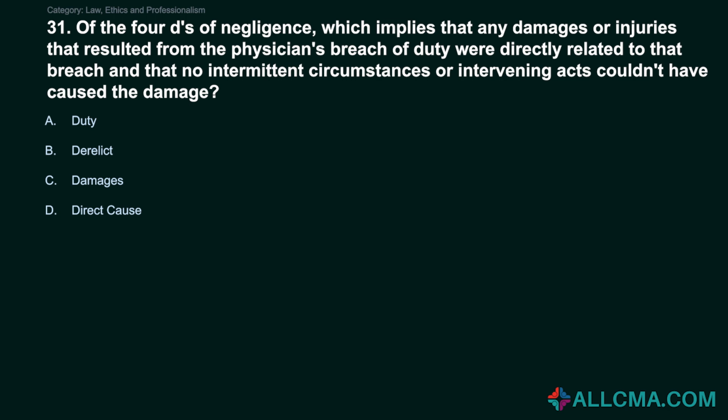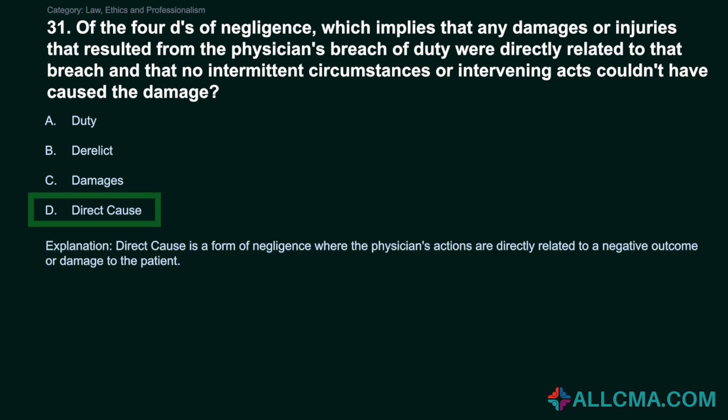31. Of the 4 Ds of negligence, which implies that any damages or injuries that resulted from the physician's breach of duty were directly related to that breach and that no intermittent circumstances or intervening acts could have caused the damage? A. Duty. B. Derelict. C. Damages. D. Direct cause. Correct answer: D. Direct cause. Direct cause is a form of negligence where the physician's actions are directly related to a negative outcome or damage to the patient.